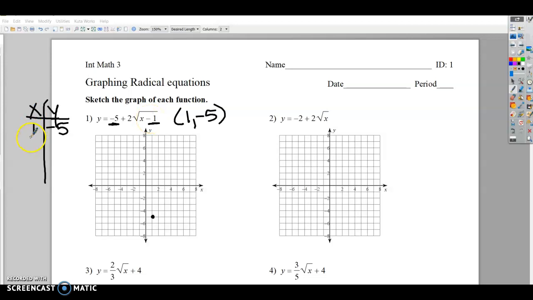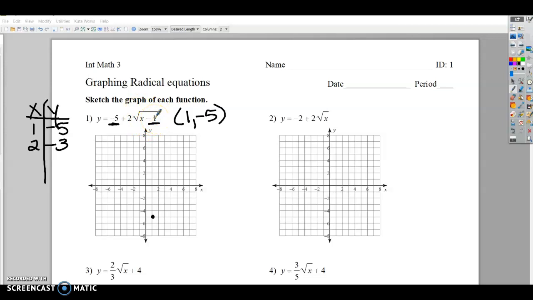So we're going to start by looking at a couple points here. So let's put 2. 2 minus 1 is 1. The square root of 1 is 1, times 2 is 2, and 2 plus negative 5 is negative 3. So that one worked out nice because it gave us the square root of 1, which is a perfect square. Our next perfect square, and just to make this easy to graph, I'm going to try to make this into a perfect square each time.